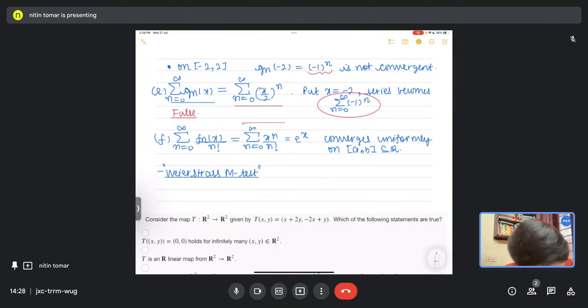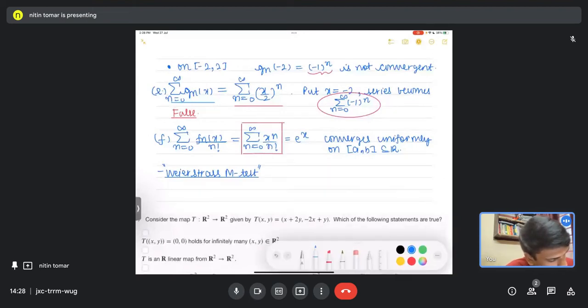So this series converges to e power x, and via the Weierstrass test one can prove that indeed this series converges uniformly on a compact set. So the fifth option is actually true.